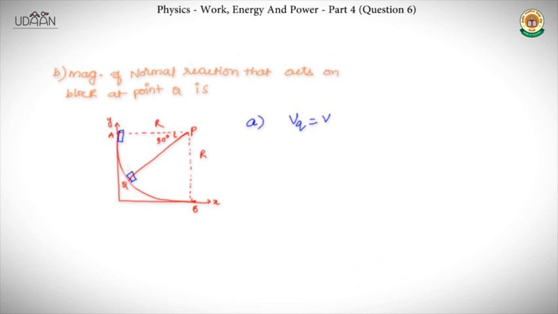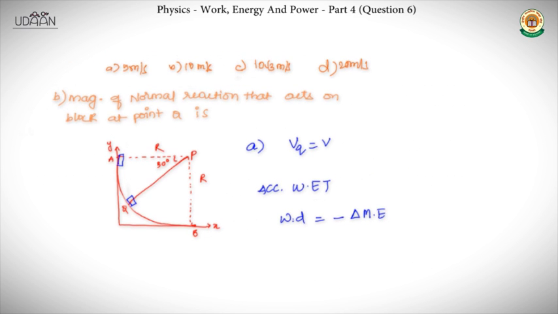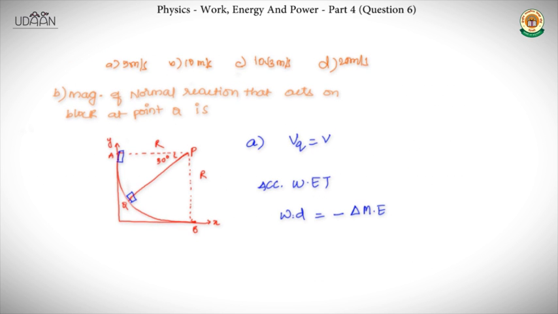So according to the work energy theorem, work done by the conservative plus non-conservative forces is equal to negative of change in mechanical energy. In the given situation, there is no conservative work. So work done by the non-conservative force, that is friction, is equal to negative of change in mechanical energy.